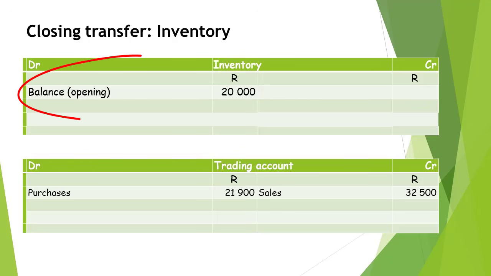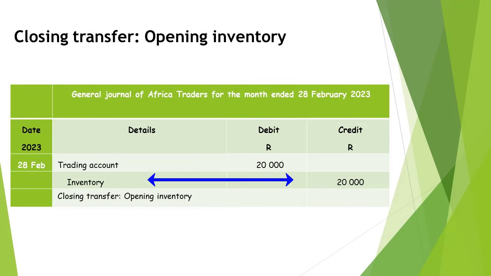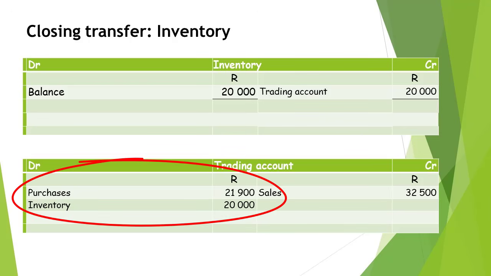In this inventory account, the opening balance for inventory is given as 20,000 Rand. The next step is to close the inventory account. In order to do so, the inventory account will need a credit side entry to the amount of 20,000 Rand. The inventory account will be credited with 20,000 Rand and the trading account will be debited with 20,000 Rand. If you now look at the trading account, all opening inventory and purchases of inventory has been recorded on the debit side.